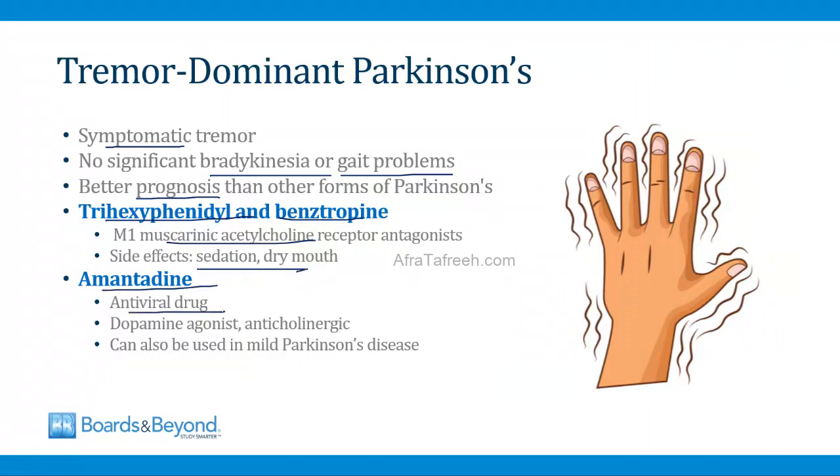Amantadine is an antiviral drug, but it also has mixed properties as a dopamine agonist and an anticholinergic drug. So this is another drug choice that can be used in tremor-dominant Parkinson's disease. It's also sometimes used in patients who have regular Parkinson's disease but relatively mild symptoms.